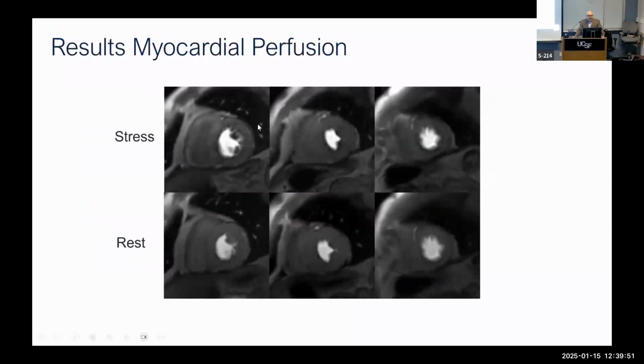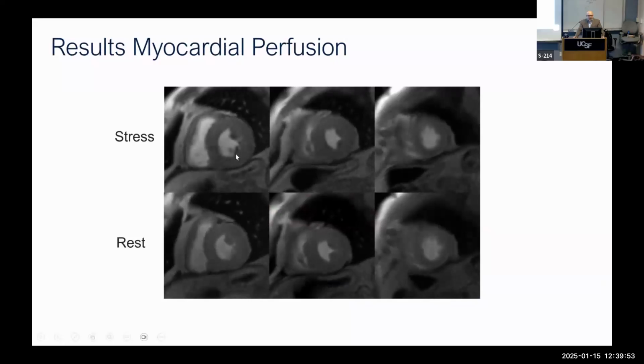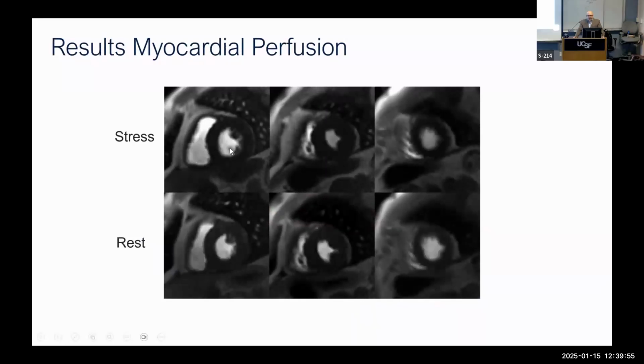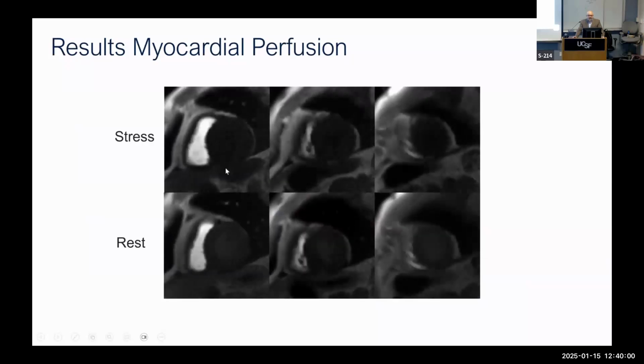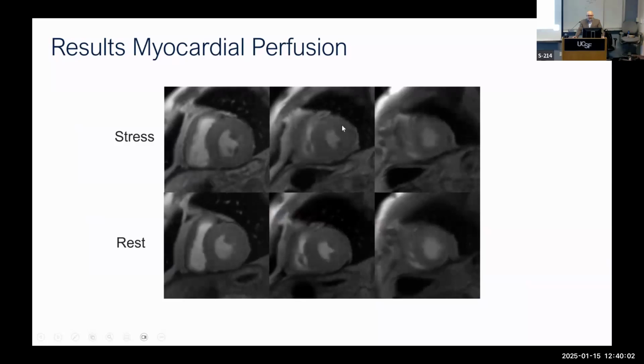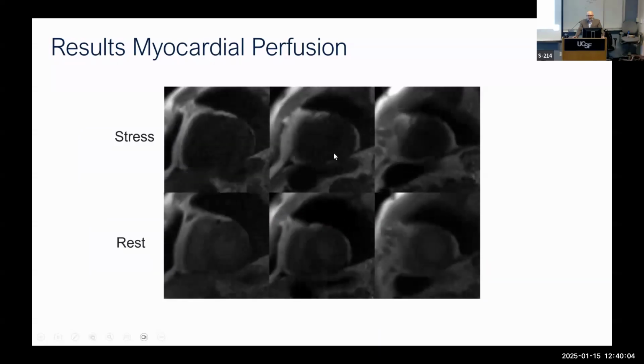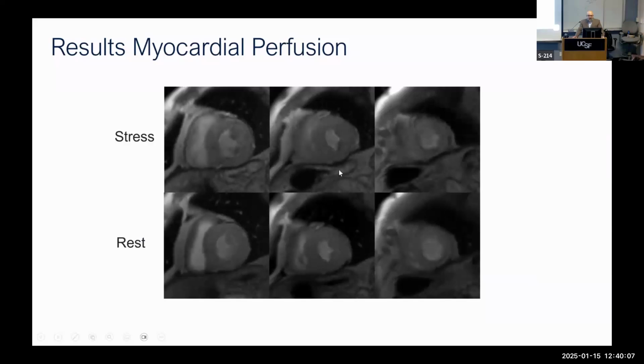So here's a case from a study that we did. I'll show you some of the actual details on the next one. Stress images are on the top, rest images are on the bottom. And what you'll see in a lot of these HFpEF patients is maybe there's a subtle endo to epi gradient, but it's very, very subtle, and not that you would pick it up.